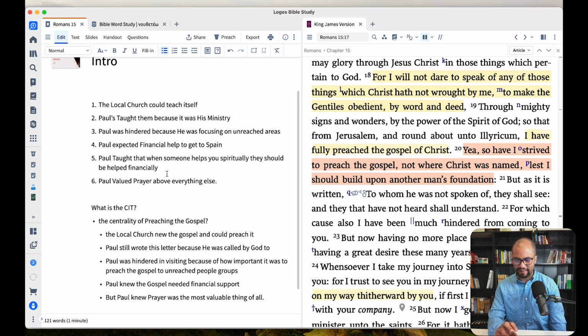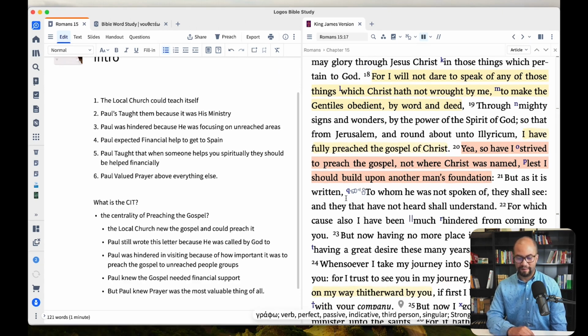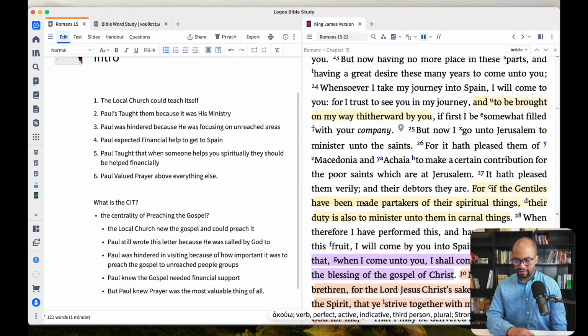If we look here at verses 19 and 20, we see that he says that I have fully preached the gospel of Christ. Yea, so I have strived to preach the gospel, not where Christ was named, lest I should build upon another man's foundation. As you continue on, you see that it says that we are debtors, for if the Gentiles have been made partakers of their spiritual things, their duty is also to minister to them in carnal things. And so it seems like, again, he's hitting the note of, because of the Jews, and number one, obviously their Jewish history, like the gospel came through the Jews. That's why it's our duty to also help them in carnal things. Again, coming back to the gospel.